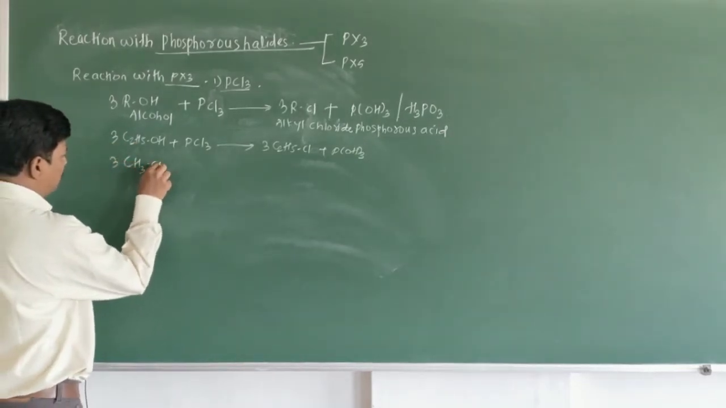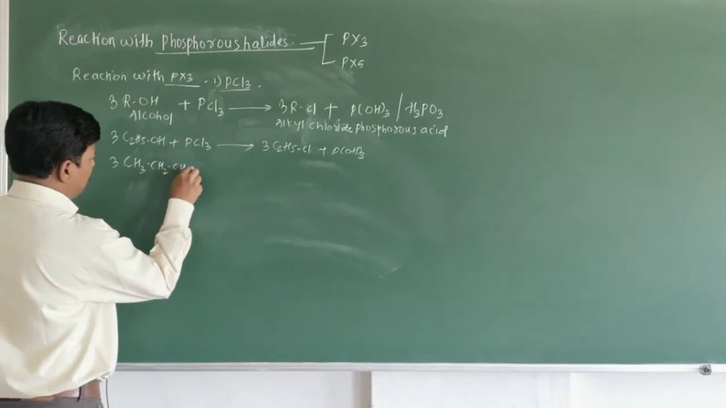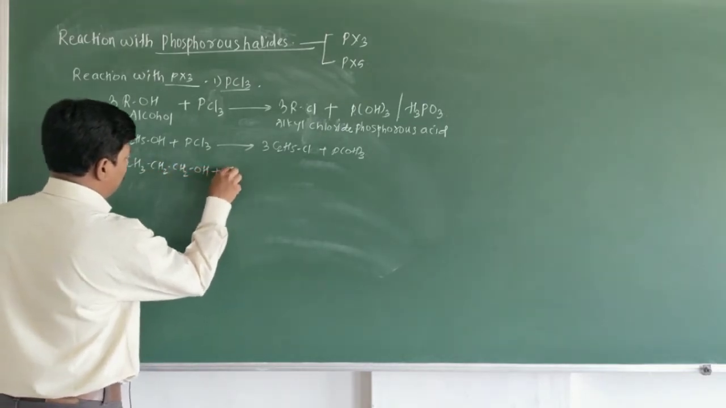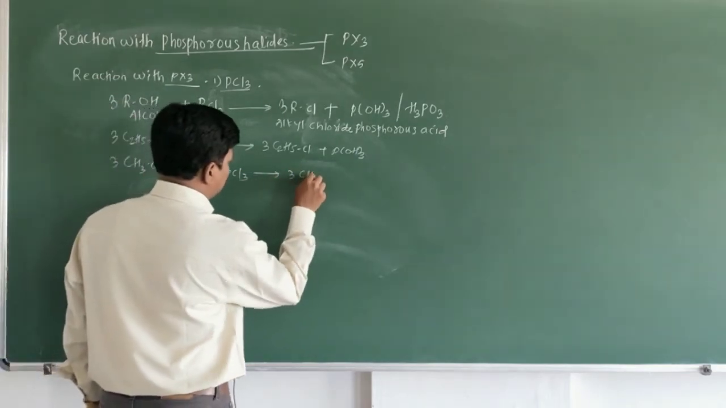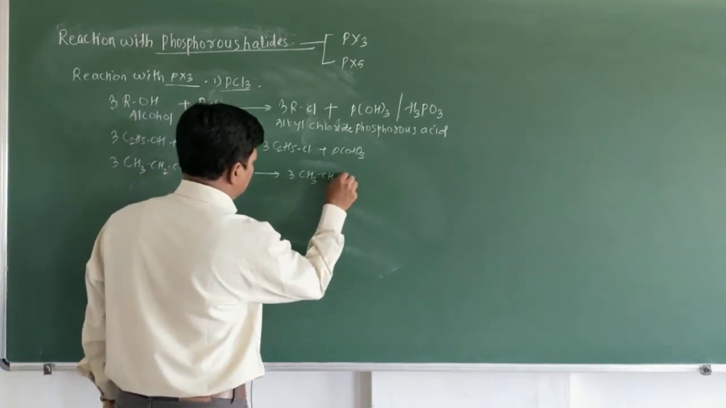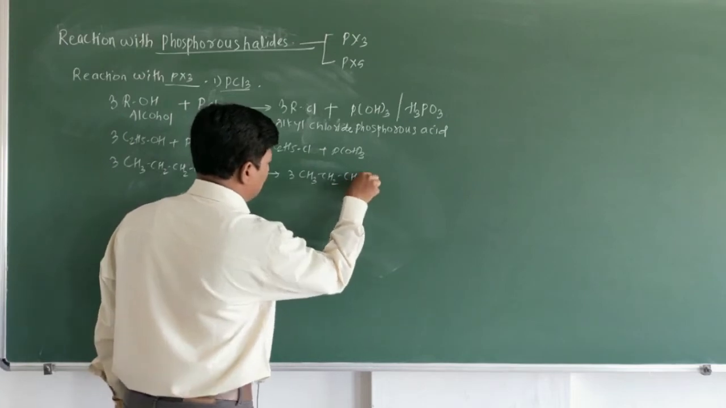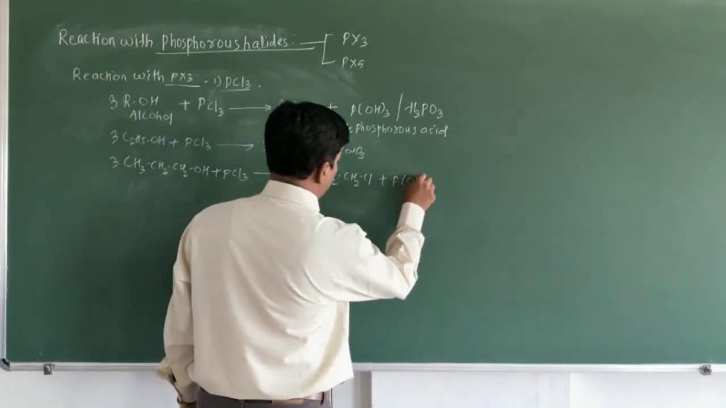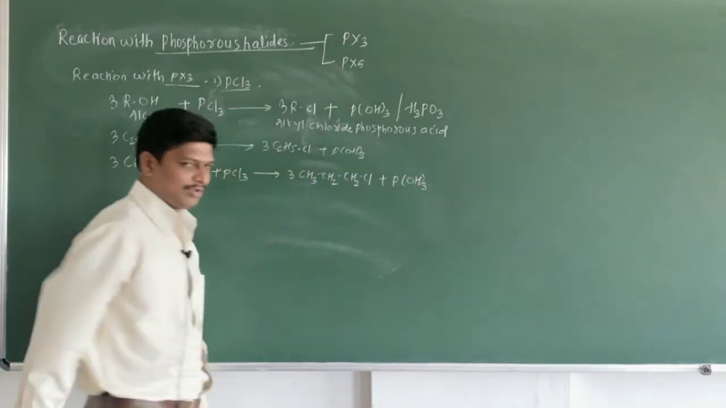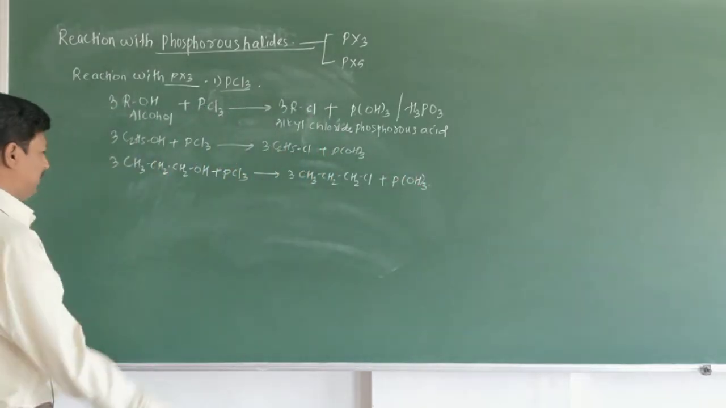3 CH3CH2CH2OH, it is n-propyl alcohol. It reacts with phosphorus trichloride to form 3 CH3CH2CH2Cl. It is n-propyl chloride, and the byproduct is phosphorus acid. Okay, so these are the examples of the primary alcohols.